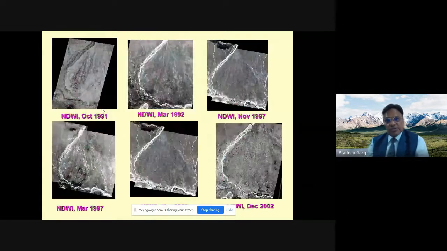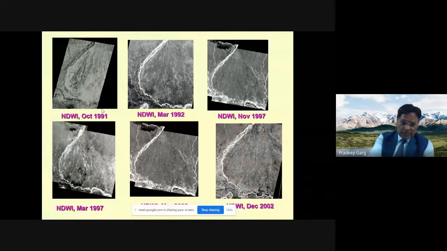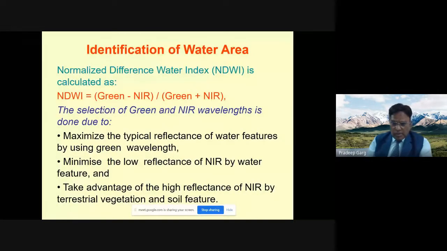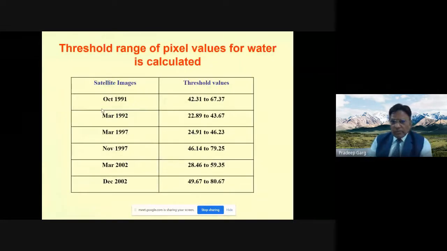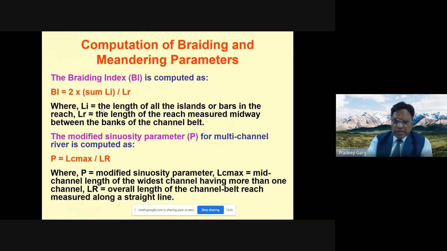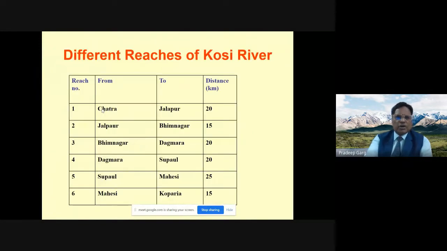This shifting of the river, one can also identify with the help of satellite images taken in different years, and then digital image processing techniques you can use to identify the water pixels, and can use some kind of threshold here to pick the water pixels, and then you can also find out the braiding of this particular river and the sinuosity of the data.